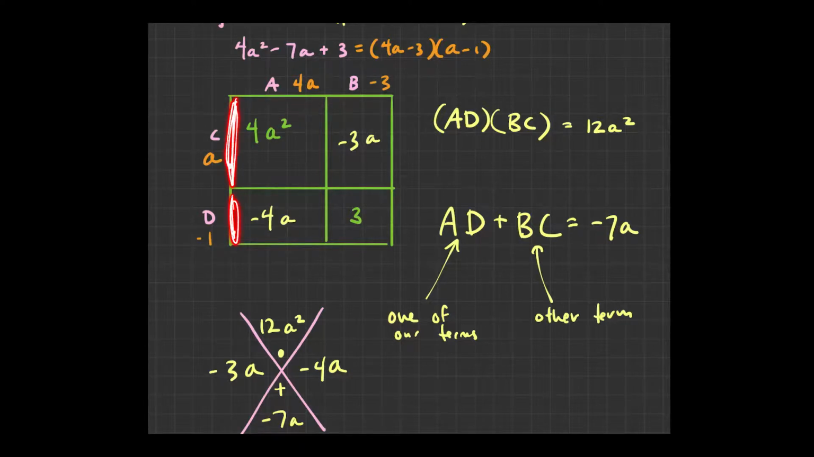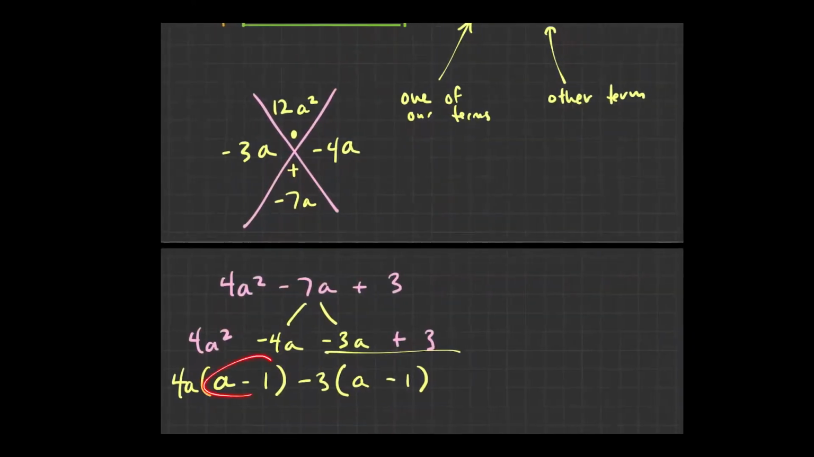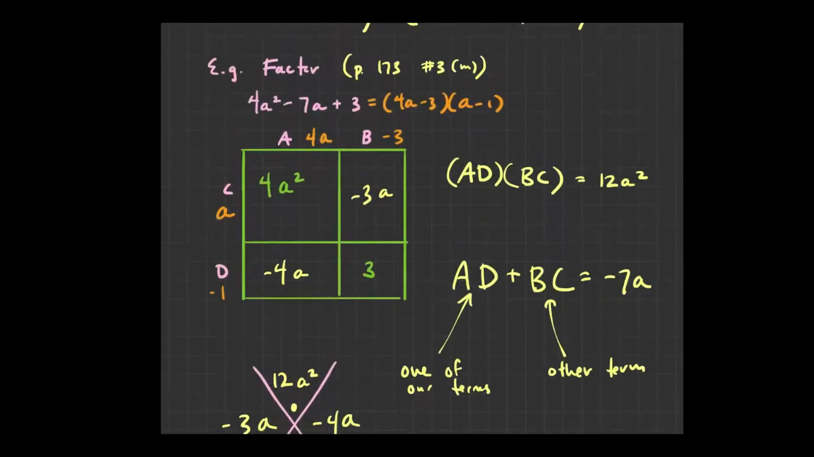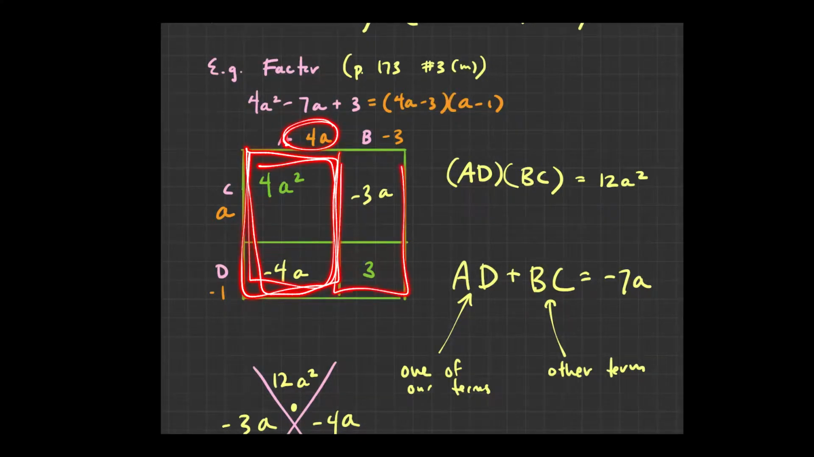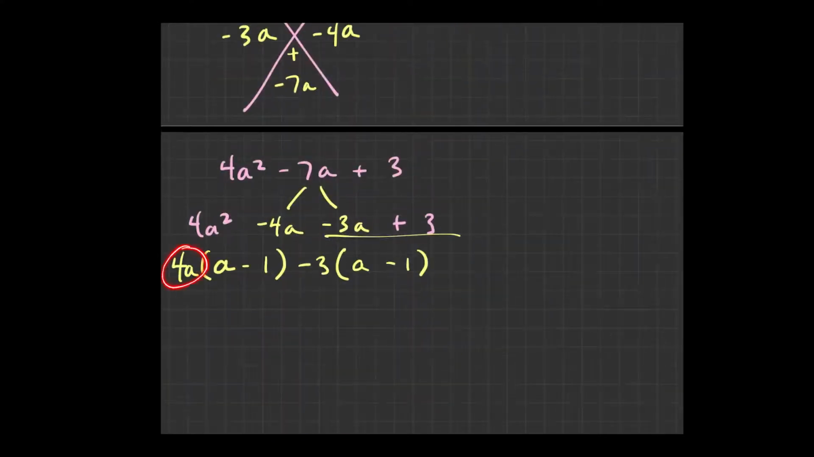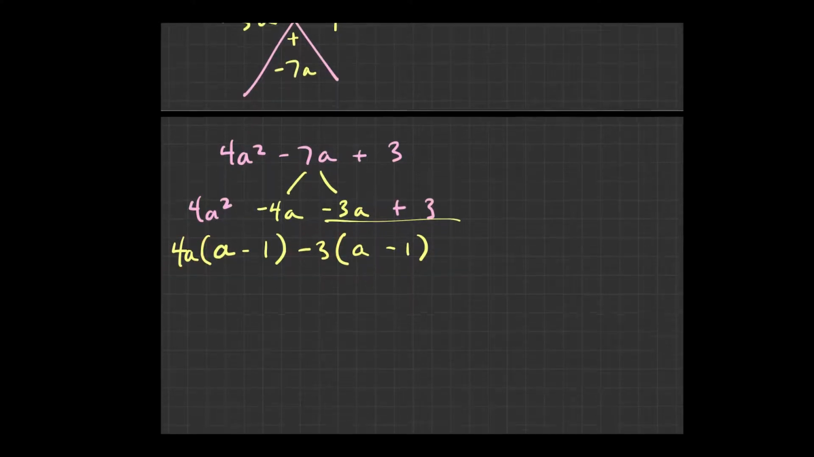So here's my a minus 1, and then here's another a minus 1, right? This a minus 1 is a minus 1 times 4a. This a minus 1 is a minus 1 times negative 3. So there's my 4a, and there's my negative 3. So really what we're saying is, okay, we got a bunch of those a minus 1s. Let's factor that out. I'm going to factor out an a minus 1, and what I'm left with is 4a minus 3.